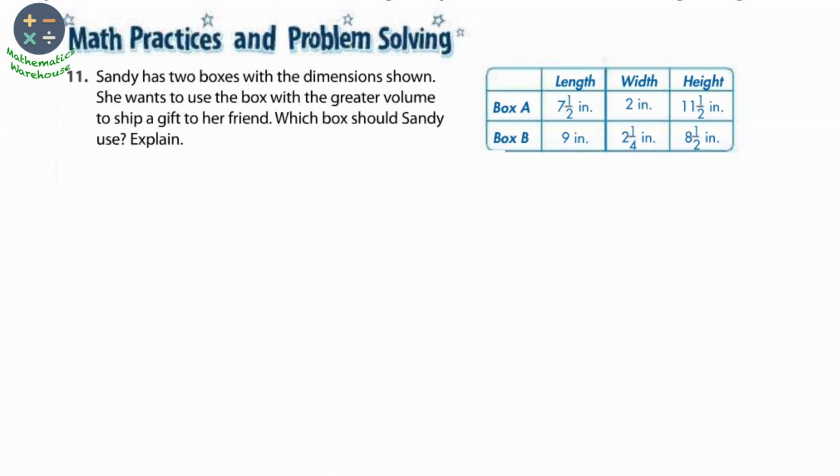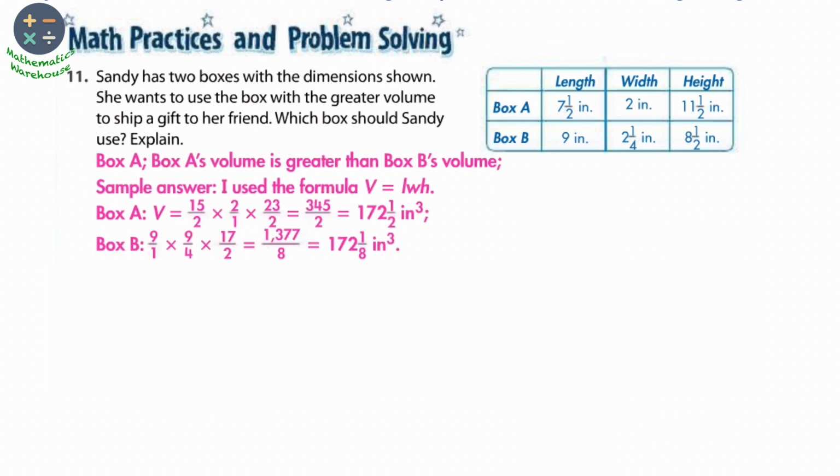For box B, you have to multiply 9 over 1 times 9 over 4 times 17 over 2. And after calculations, you would find it 172 and 1 over 8 cubic inches. So which one is greater? Of course, box A. So she would take box A because box A's volume is greater than box B's volume.